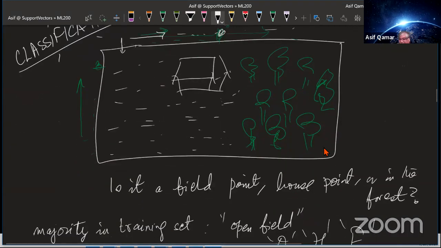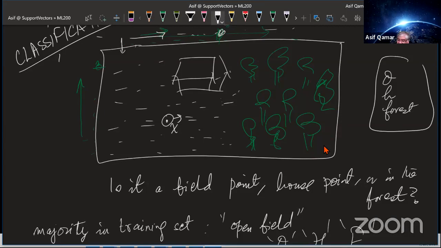Now let's move on to classification. Suppose I convert this into a classification problem. I say, for any given point X in the feature space, this point, you have to tell whether X is an open field, a house, or a forest. Which of these three does it belong to? So how would you go about doing it?